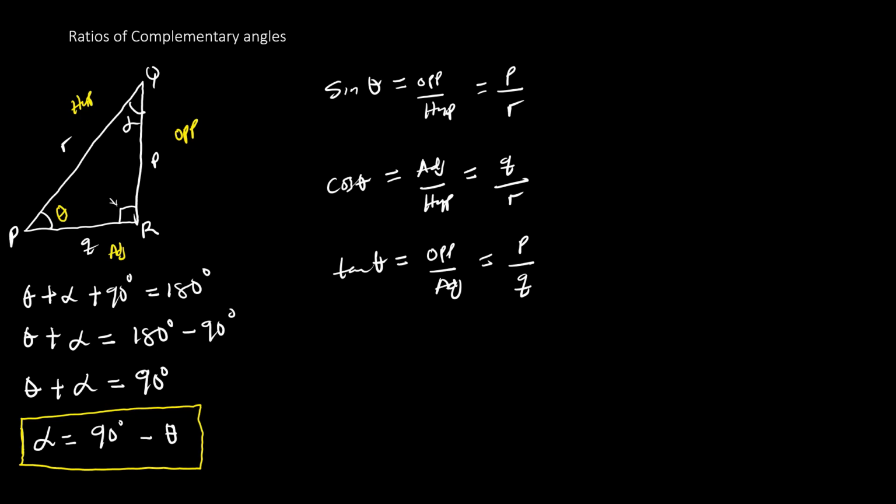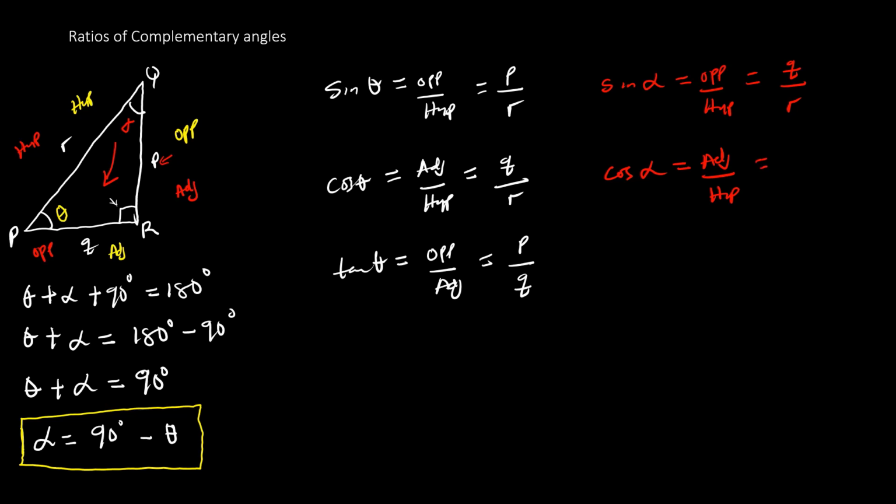Now considering angle alpha. For angle alpha, we have this side to be the opposite, that is where the angle is facing, and we still have our hypotenuse to be the longest side, which is the side R, and this now stands as the adjacent. Take note of this. For angle theta, we have this side to be the opposite. For angle alpha, we have side Q to be the opposite. Now what is sine alpha? This also equals opposite over hypotenuse, so Q over R. For cos alpha, we have adjacent over hypotenuse, and the adjacent now stands as P, so P over R. And for tan alpha, we have opposite over adjacent, which is Q over P.